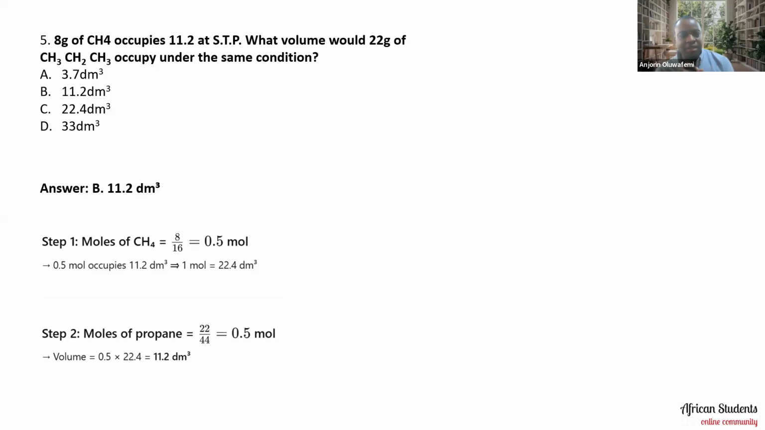How did I arrive at this particular figure? It's just taking the mass that was given to us, dividing it by the molar mass, and that will give us the number of moles. So the number of moles is about 0.5. So the volume, 0.5 multiplied by 22.4 dm cube, will give us what? 11.2 dm cube. So therefore, the volume that 22 grams of propane will occupy under the same condition is 11.2 dm cube.